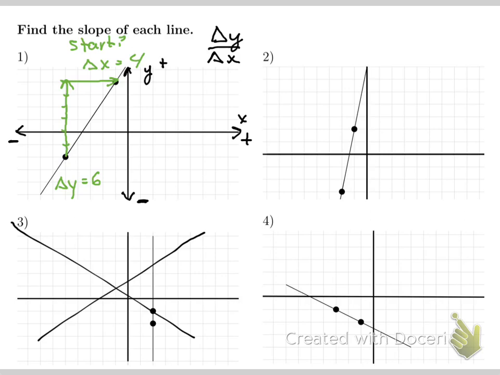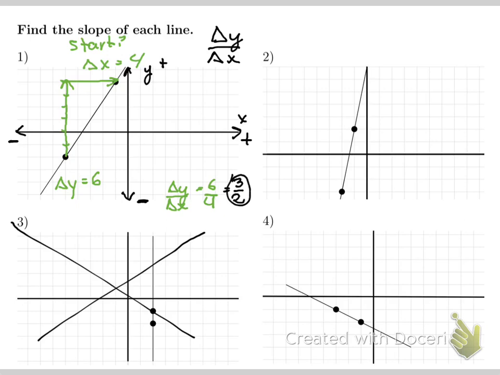So far, both my delta x and my delta y are positive. So I can put those together. Delta y over delta x is equal to 6 over 4. And in this class, you're expected to always reduce fractions. So I'm going to reduce that to 3 over 2.